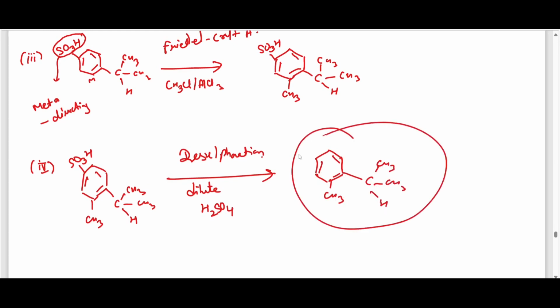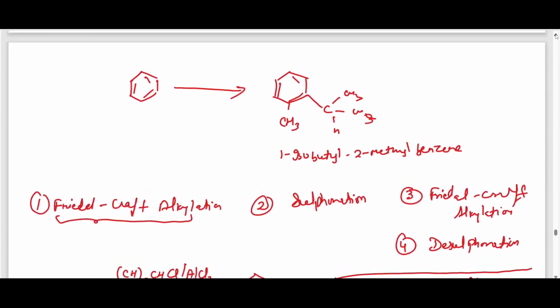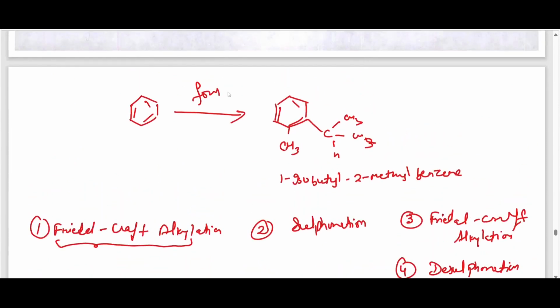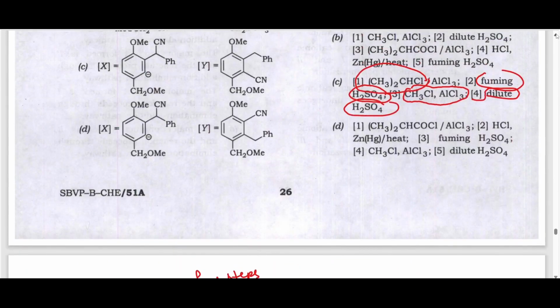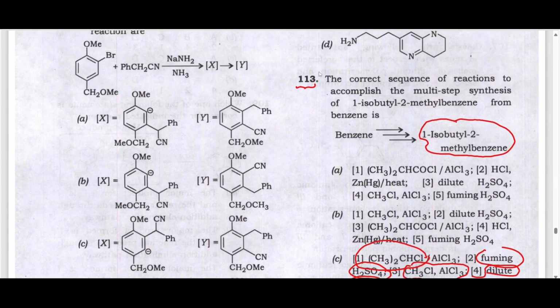So this is your final product, that is obtained from benzene through 4 steps. Clear? And according to that, your correct answer in question number 113 is C. Clear?